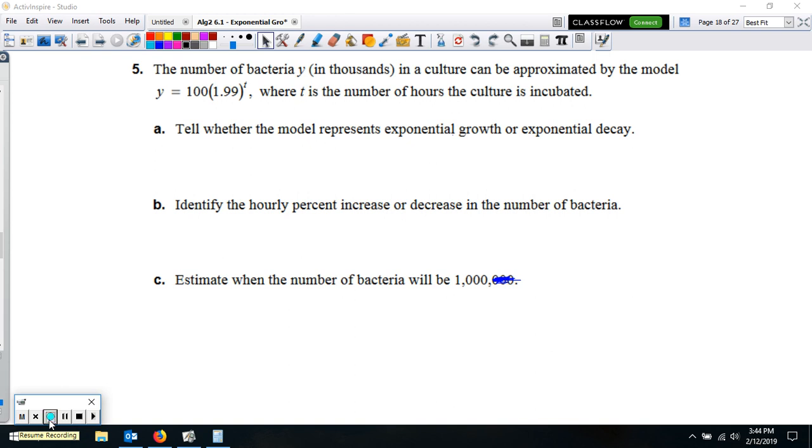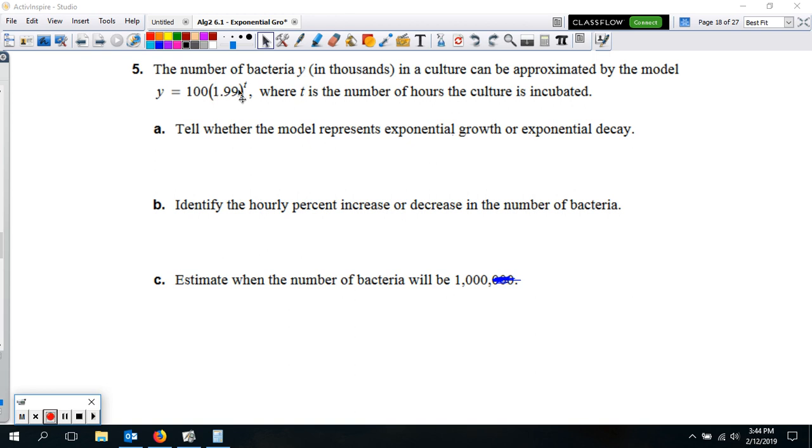Okay, if you look back on page 158, your extra practice number 5, it's the same kind of problem. It's going to ask you the same thing. Tell whether it's exponential growth or decay from what we have here. It's giving you a little situation: the number of bacteria in a culture can be approximated by this model here, where T is the number of hours the culture is incubated. It wants us to tell whether that's growth or decay.